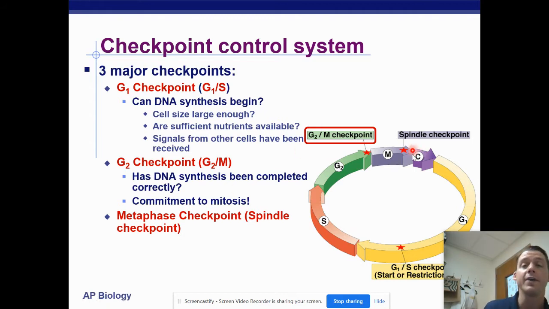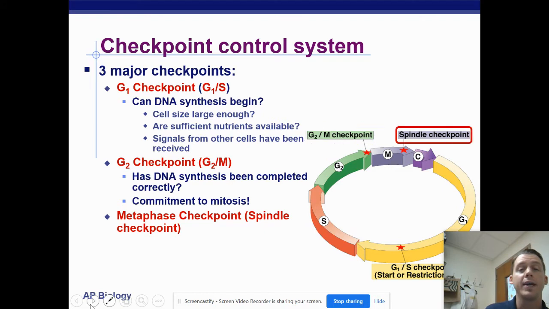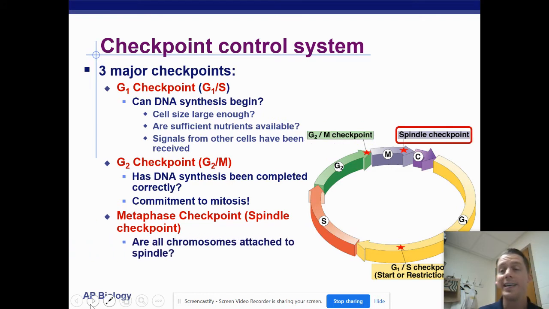And then we have our metaphase checkpoint, also called the spindle checkpoint. There we are making sure that the chromosomes have attached on each side to a spindle fiber. Because what's going to happen if the chromosomes are not attached to a spindle fiber? Well, if they're not attached, they're not going to pull apart correctly, and you're going to end up with the wrong number of chromosomes.